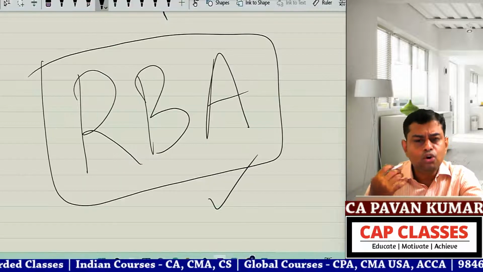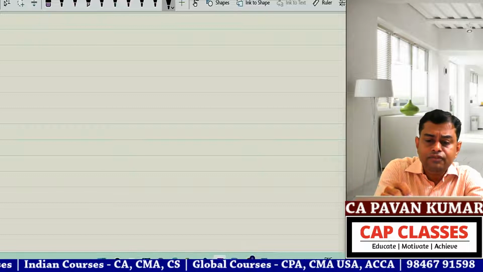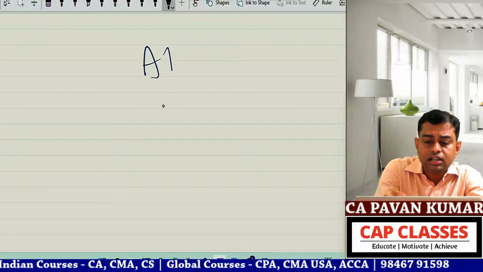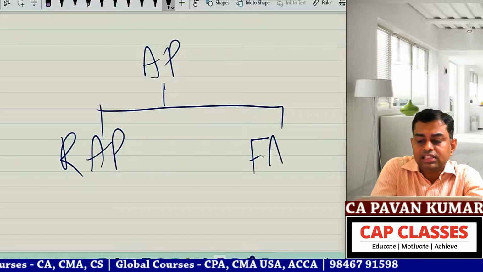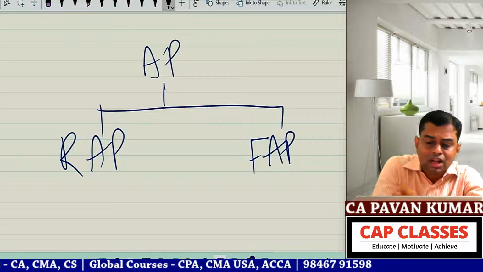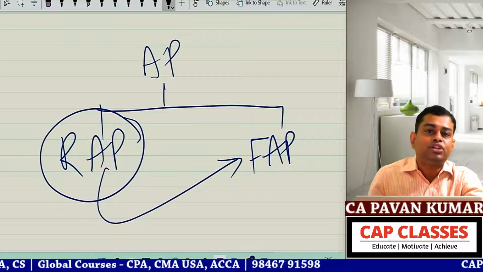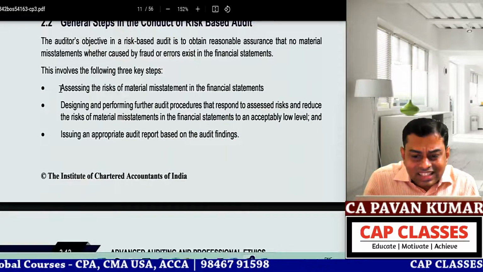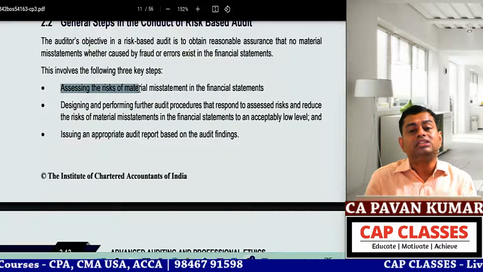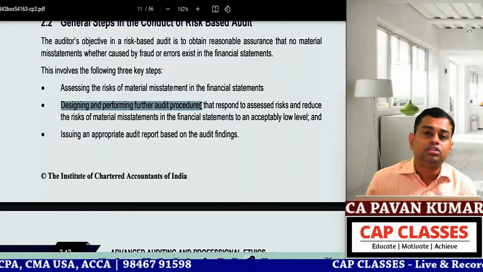So there is no rocket science behind this. If you remember, audit procedures are broadly divided into RAP and FAP, no? Risk assessment procedures and further audit procedures. So first you need to do risk assessment procedures, then only you design further audit procedures. That is what they are explaining here. First do the risk assessment procedures. Based on that, design further audit procedures. LKG thing.